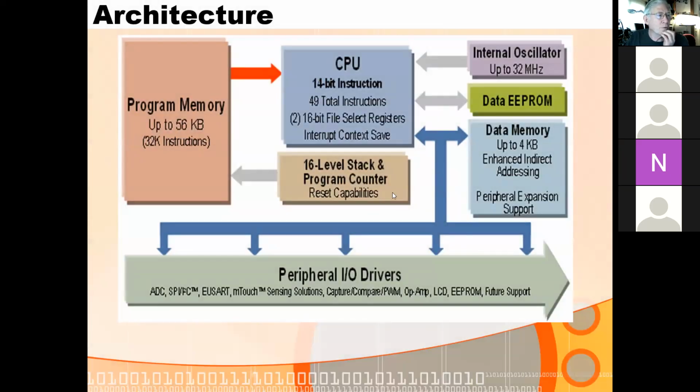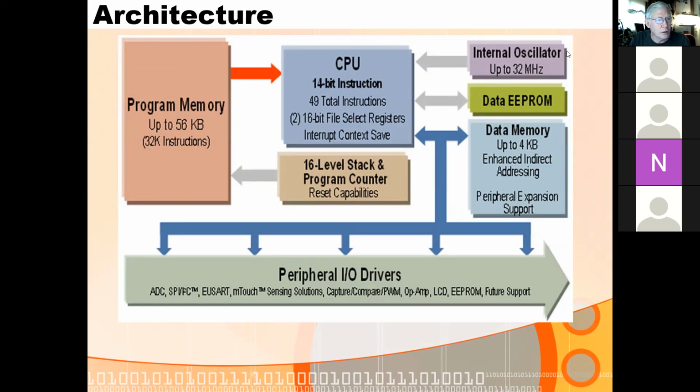All right. So we've looked at this before, but just to review it. Here's our 16-level hardware stack. And I guess the program counter also sits over here, and some of the reset capabilities. Then here you have your program memory. Remember, it's 14 bits wide. It could be up to 32K, but on our chip, I think we only have 8K. And then here's the CPU that actually executes the instructions. The 14-bit instructions come over on the 14-bit data line.